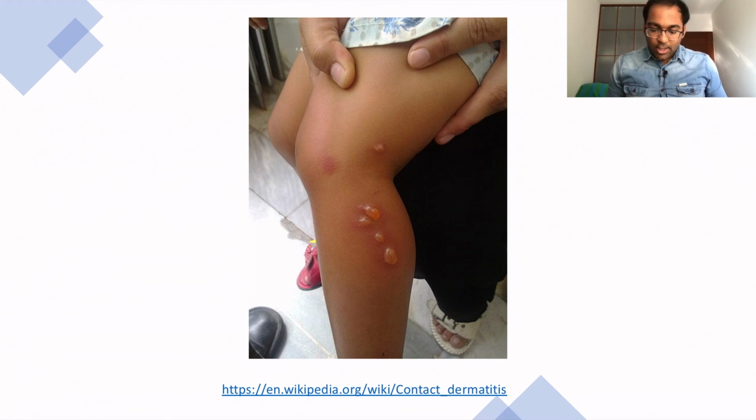Now this is a picture of a 3-year-old girl that came in contact with the poison ivy, and you can see the reaction here because of the immune response. Actually, this is the immune response that you can clearly see. You can see the bubbles in the skin. So this is a type of contact dermatitis.